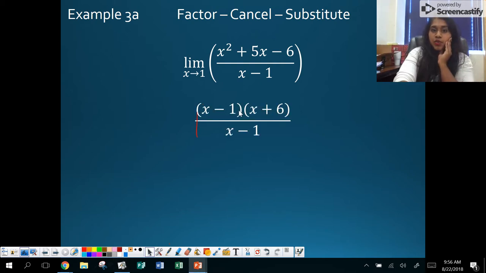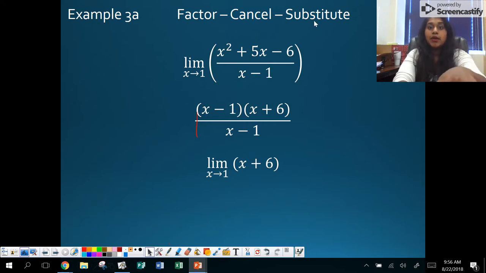So I have x minus 1, x plus 6. I'm going to cancel out my x minus 1. Then I'm only going to be left with x plus 6, so I reevaluate. So I factored, I canceled, and now I'm going to do direct substitution one more time. So I apply this 1, 1 plus 6 is simply 7.